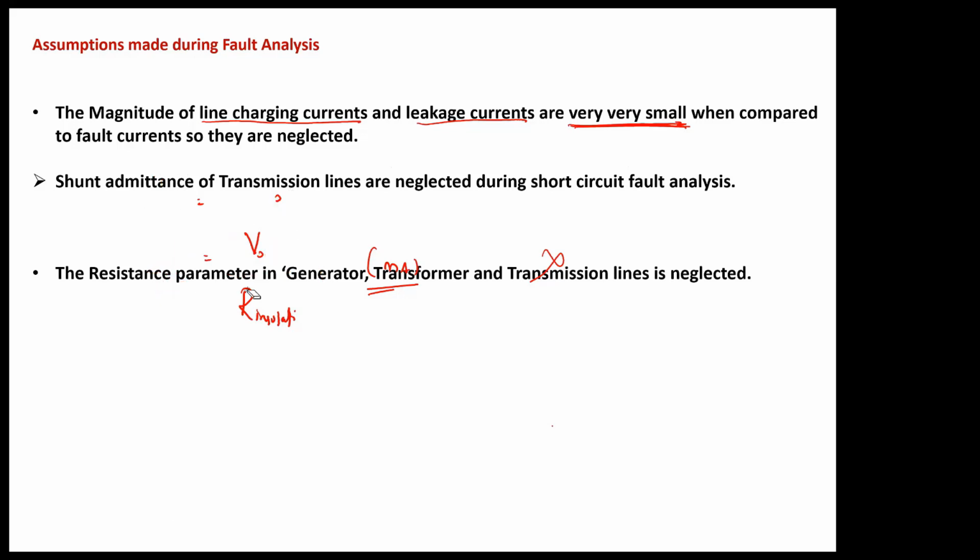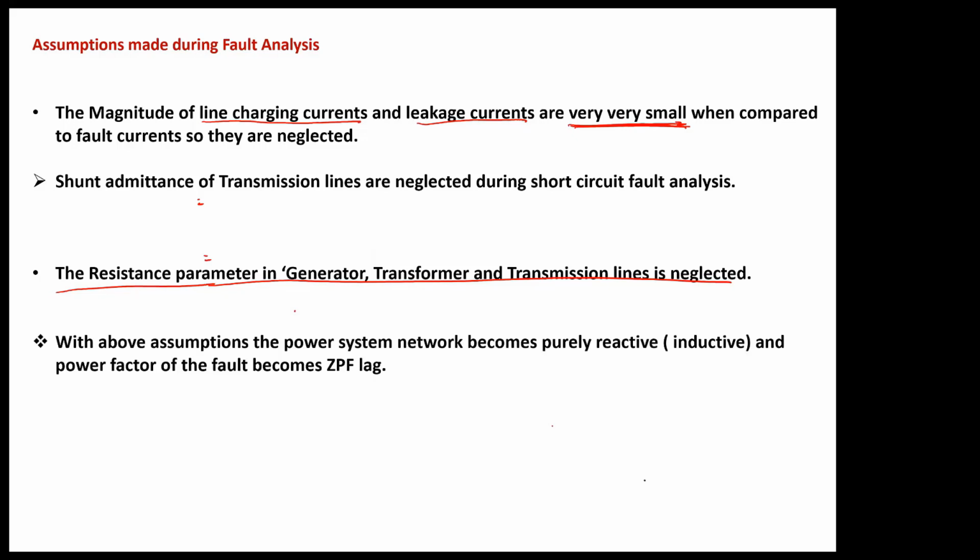The third assumption: we have already discussed that the resistance parameter in generators, transformers and transmission lines is very small when compared to the reactance parameter, so we neglect it. With the above assumptions, our power system network becomes purely reactive, that is purely inductive, and the power factor of the fault current will be ZPF lag.